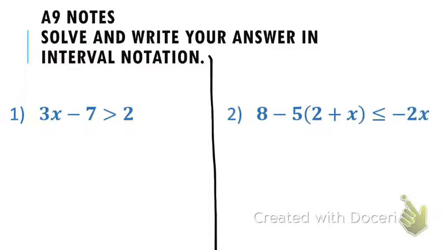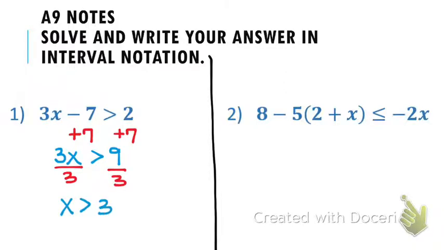So what would I do to solve this first inequality? How do you get rid of this negative 7? Add 7. Let's go ahead and do that. Add 7 to both sides. And then what do you have to do to solve for x? Divide by 3. So you get x is greater than 3.